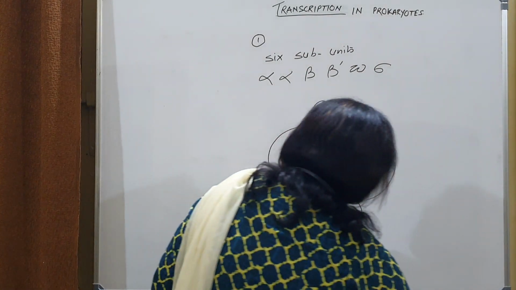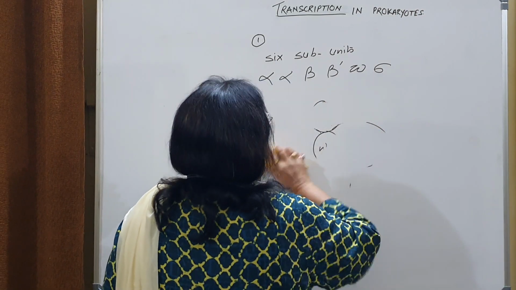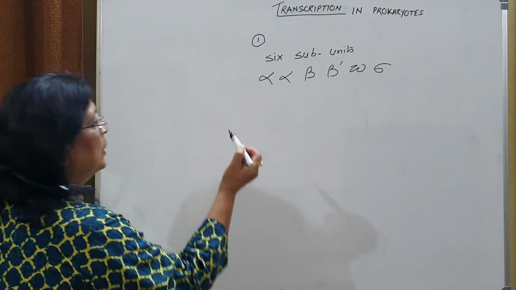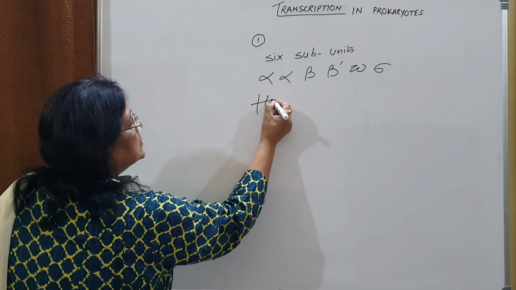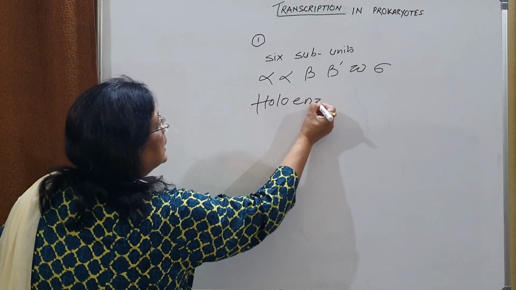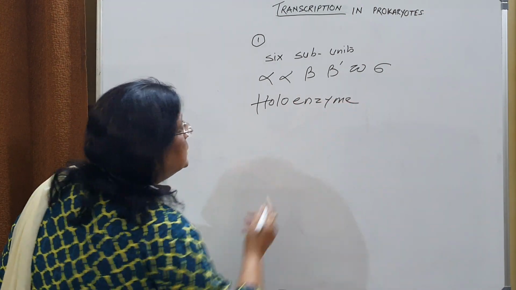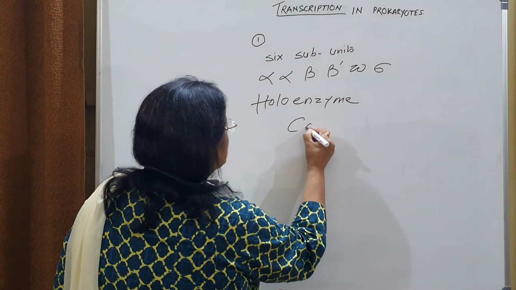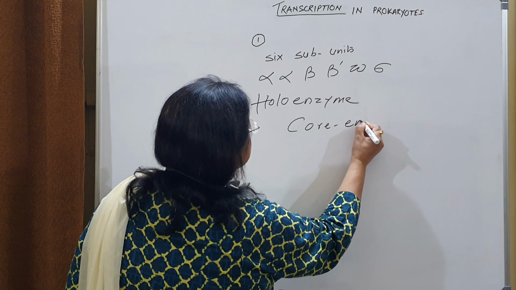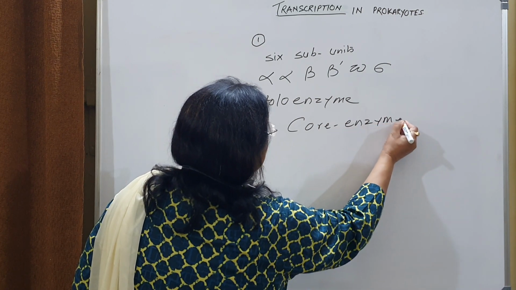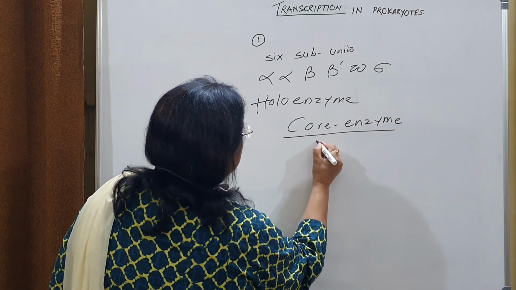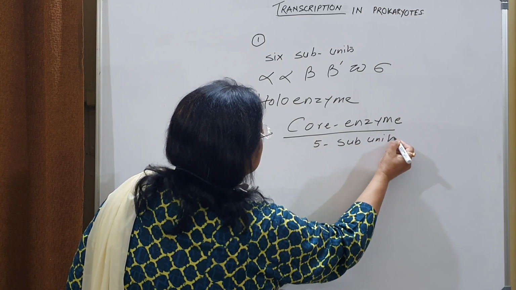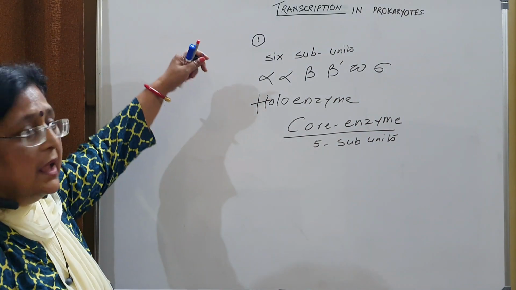So when all the 6 subunits are present, RNA polymerase is known as holoenzyme. And when the sigma factor comes out, it is known as the core enzyme. So that means in the core enzyme there are only 5 subunits. Now let us see the next requirement.